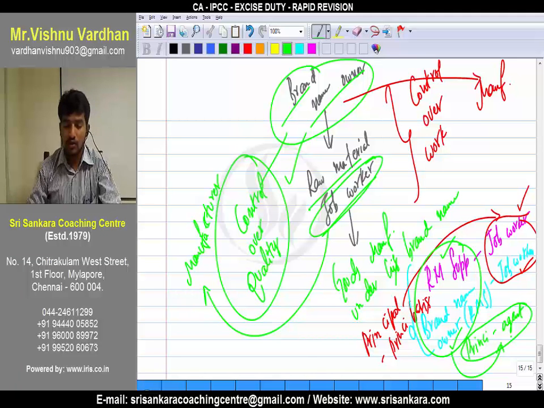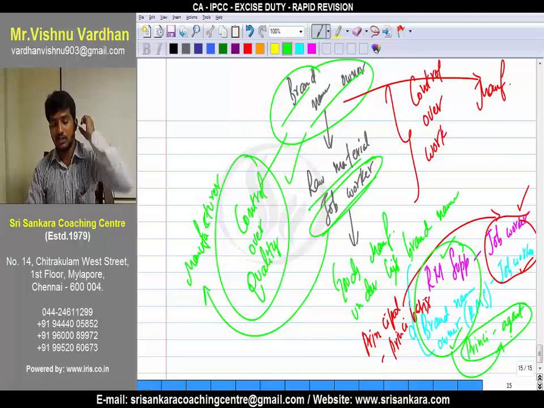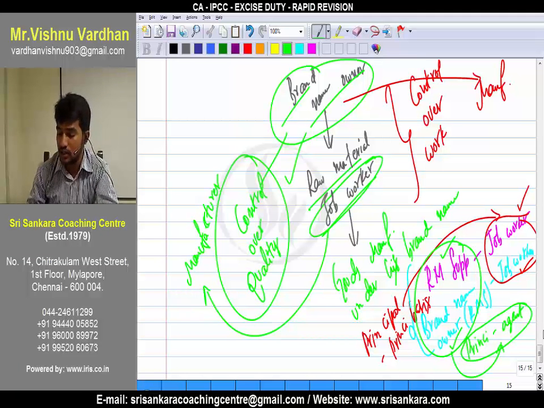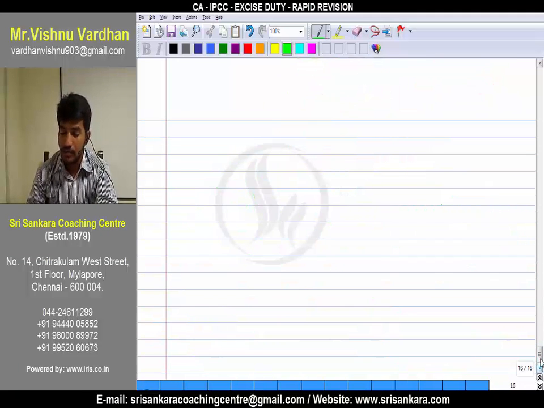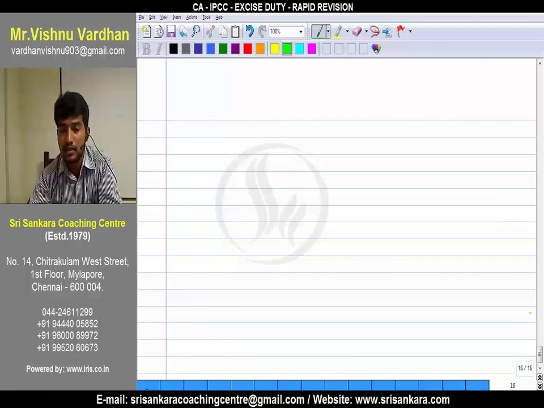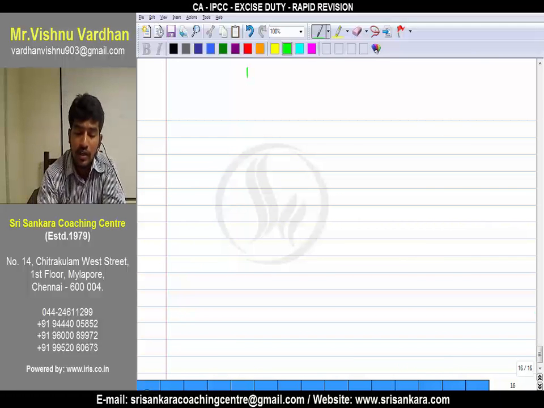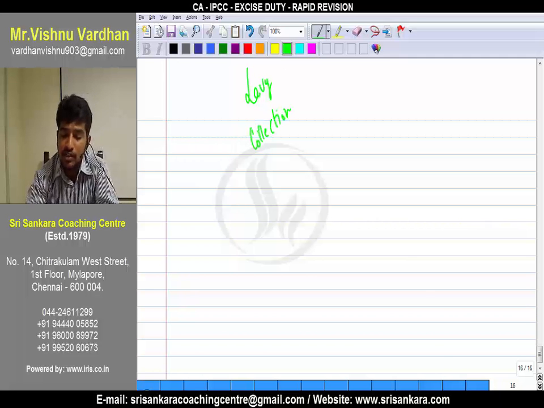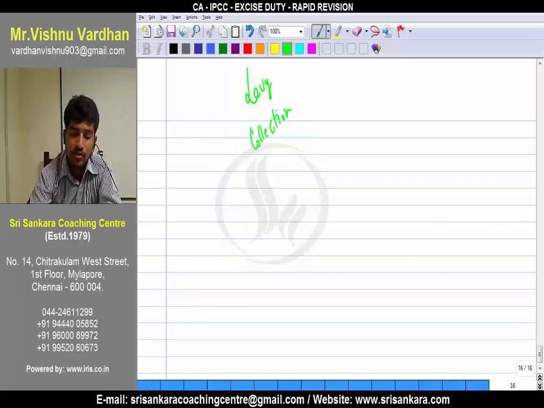Now, okay, we have covered the concepts like goods, accessible goods, manufacturer. Now we will see the conditions to be fulfilled for levying excise duty. When can we collect? For any tax, there will be levy and collection. If it is levied, it should be collected. If it is not levied, there is no question of collection.